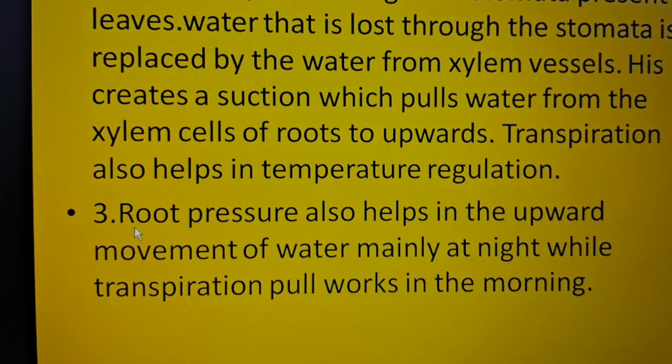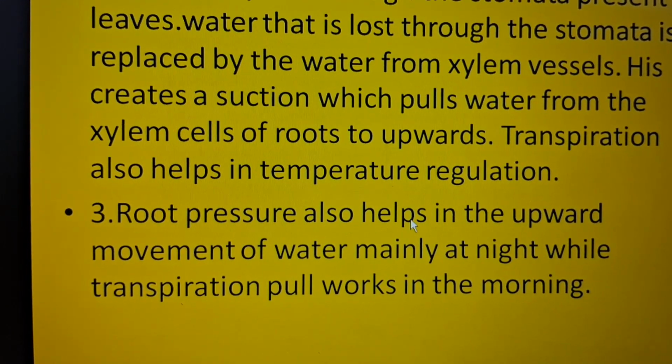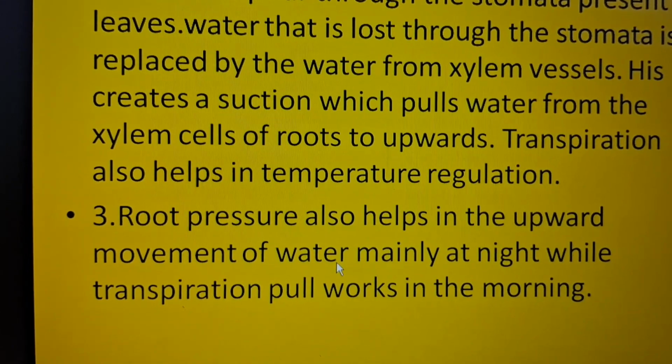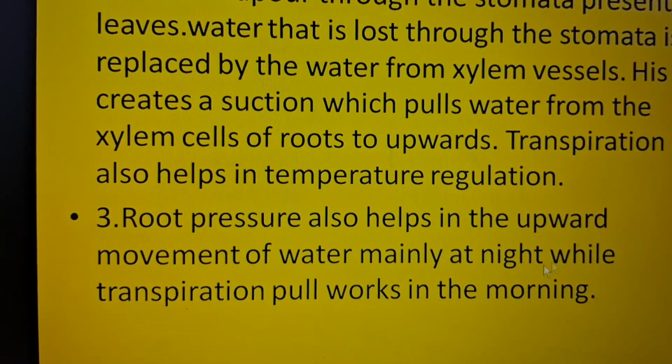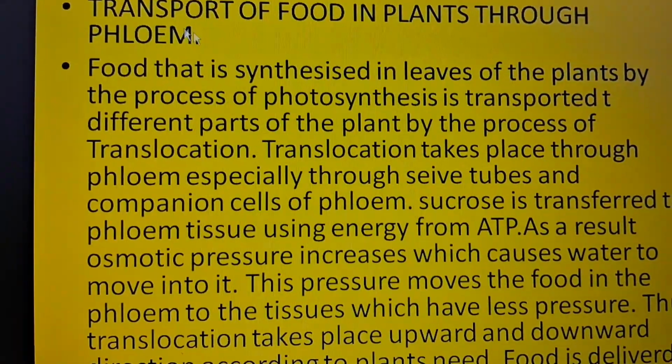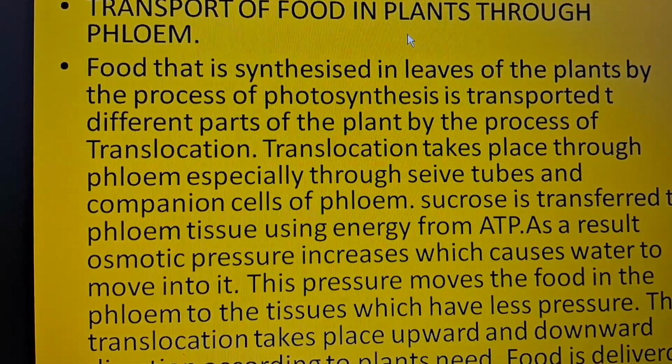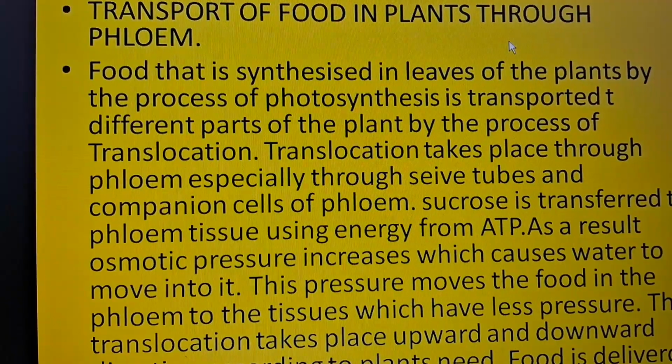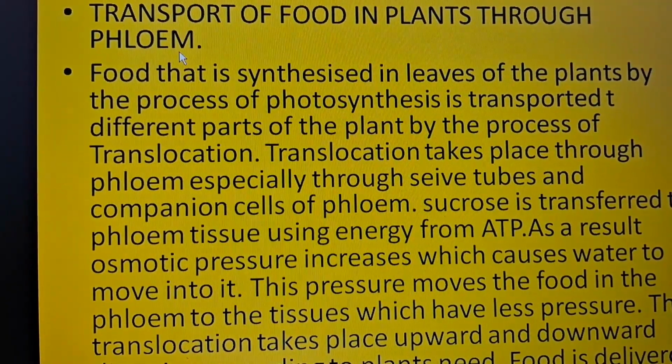Now the third method is root pressure. Root pressure helps in the upward movement of water. This occurs mainly at night, while transpiration pull works in the morning. Now how does transport of food take place in plant? It takes place also through vascular bundle but mainly through phloem.